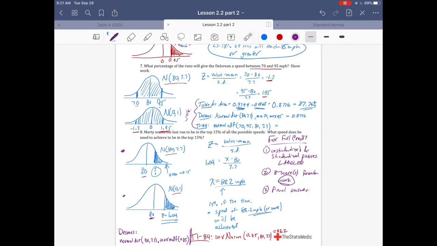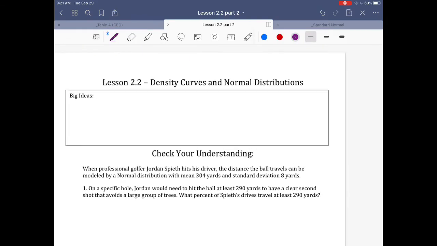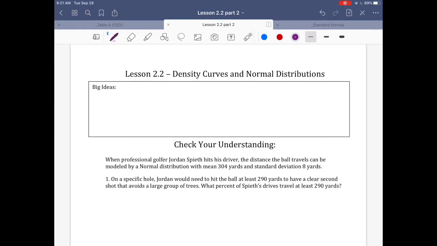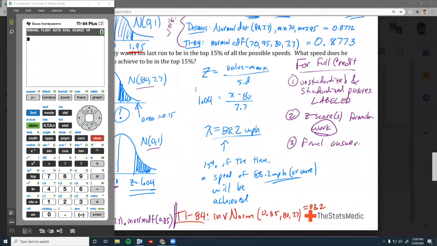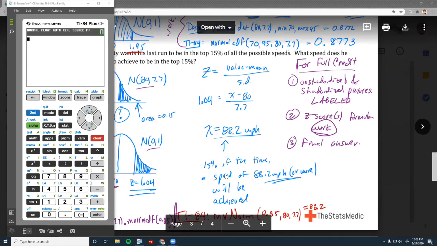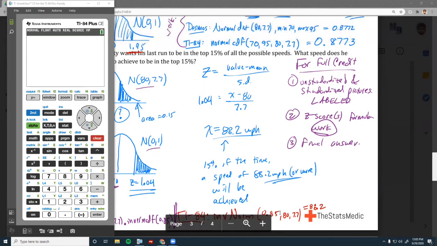All right, so now let's go ahead and move on to the important ideas topic and debrief on that, and do the check your understanding. So now let's talk about how to do the inverse norm function on the TI-84. You'll actually see the commands down here. You'll see the syntax written right there.